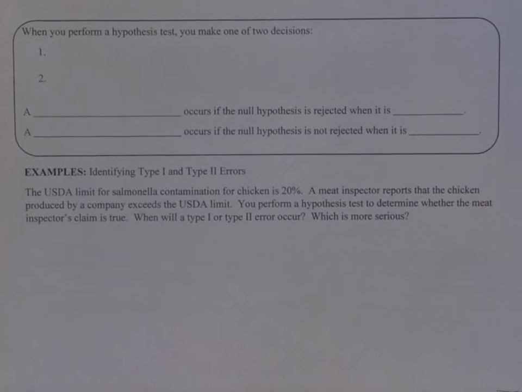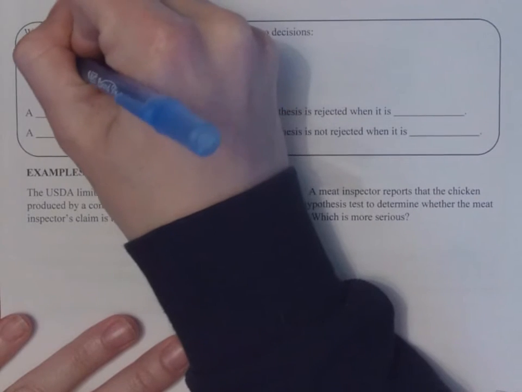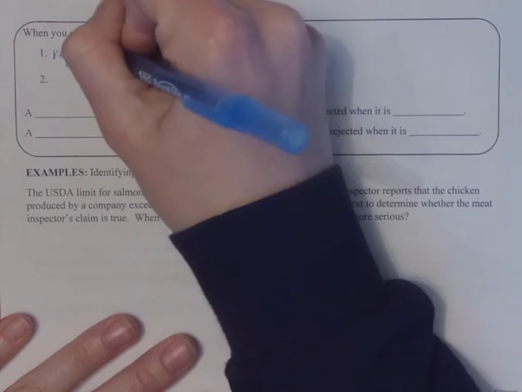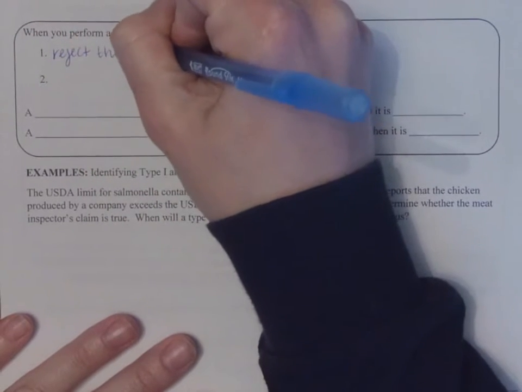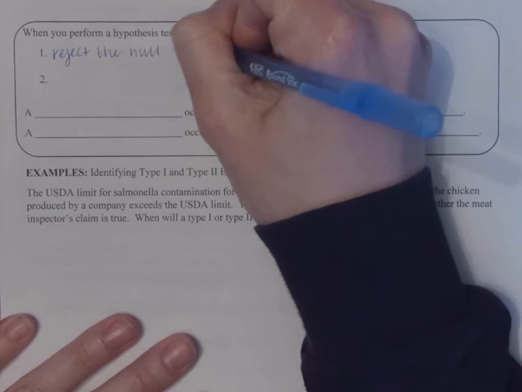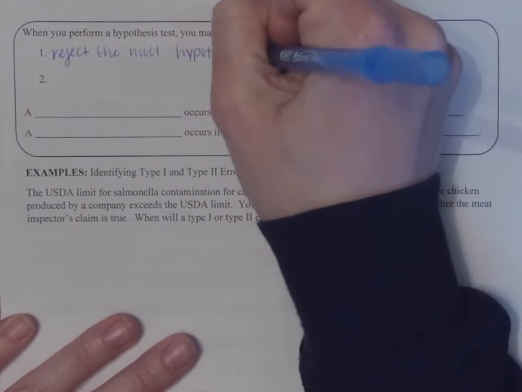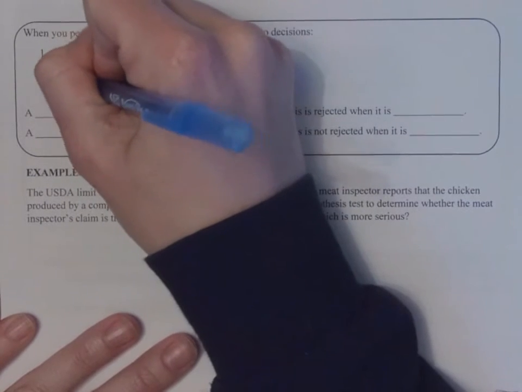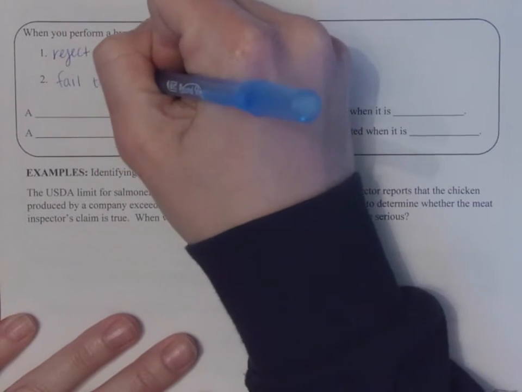Welcome back. So we're going to talk about the types of decisions that you can make when you're talking about your hypothesis tests. So when you perform a hypothesis test, you can make one of two decisions. You can reject the null hypothesis, or you can fail to reject the null hypothesis.